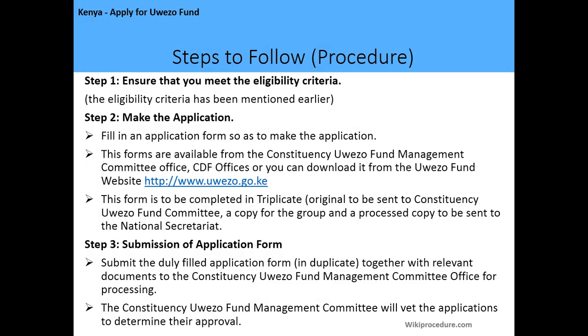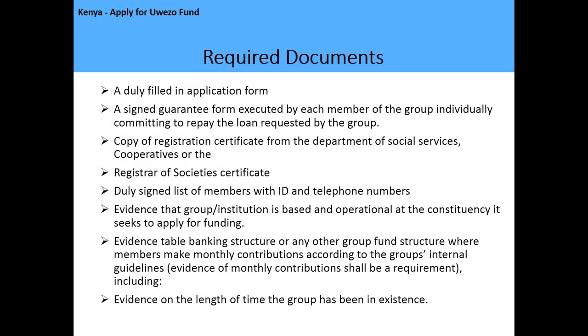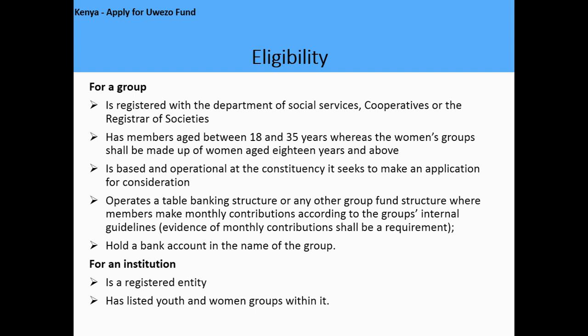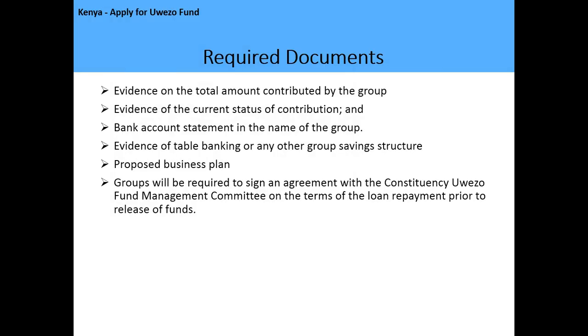Steps to follow in making the application. The application can only be done in person, and first step is to ensure that you meet all the eligibility criteria. I've already mentioned the eligibility criteria, so if you're a group, make sure you meet these criteria. So let's move on.